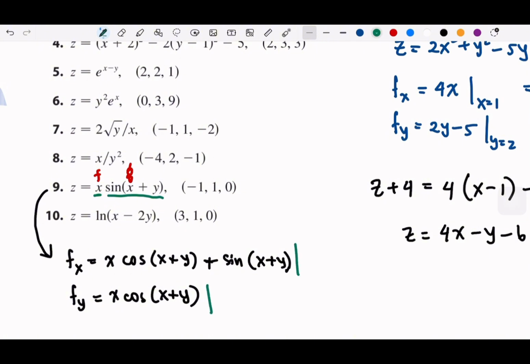Okay, and then we take this point. We are going to plug in negative 1, 1. This one is negative 1, 1 as well. So we put x as negative 1. Cosine 0 is 1, 1 multiplied with negative 1, so negative 1. And sine 0 is 0, right? So negative 1. And this will be 0, so 1, so negative 1 as well, right?